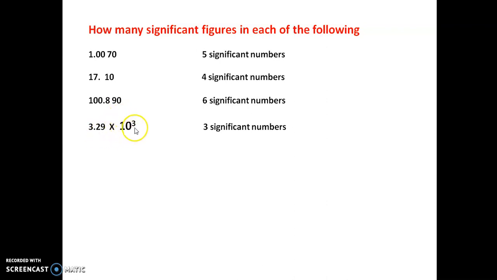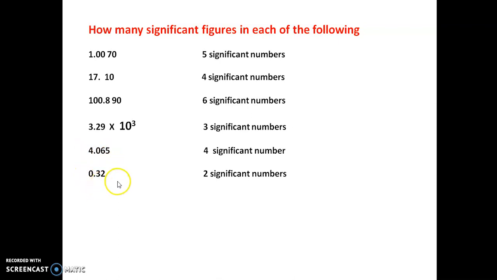3.29 into 10 raised to 3, this is the scientific notation. Okay, so for this 3, 2 and 9 you have to consider, so 3 significant numbers for this. Here again 4.065, again this 0 came in between the two non-zero digits, that is 4 and 6, hence we have the 4 significant numbers.